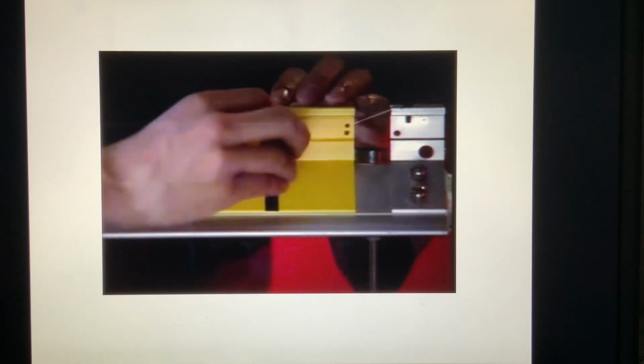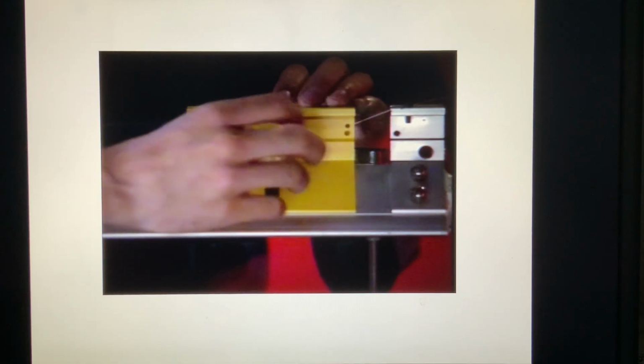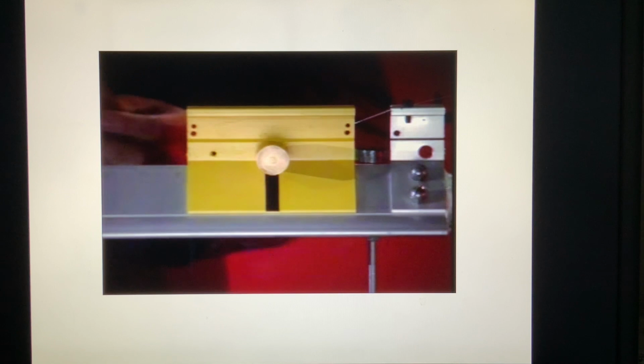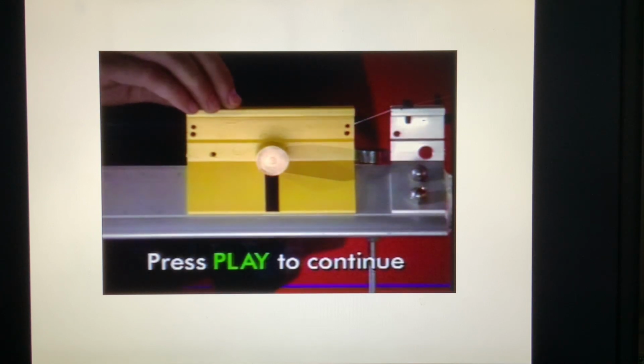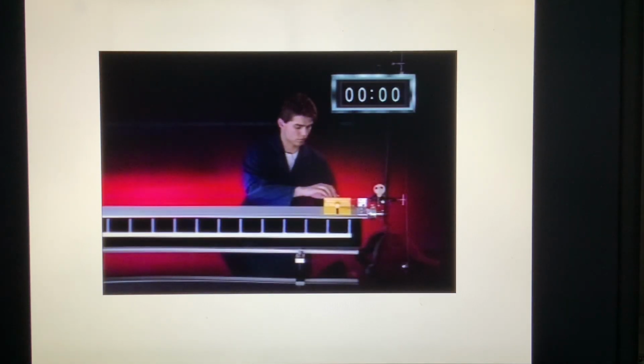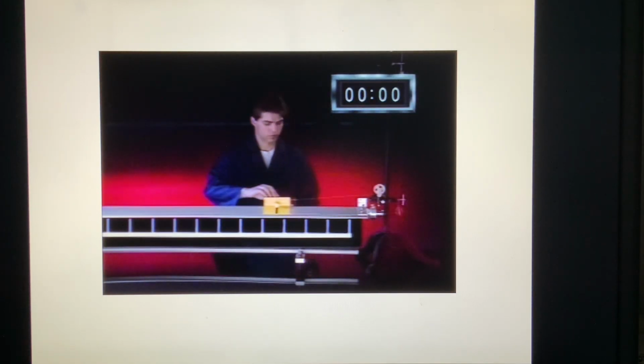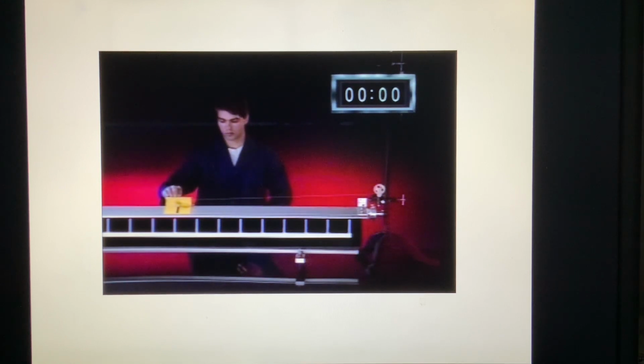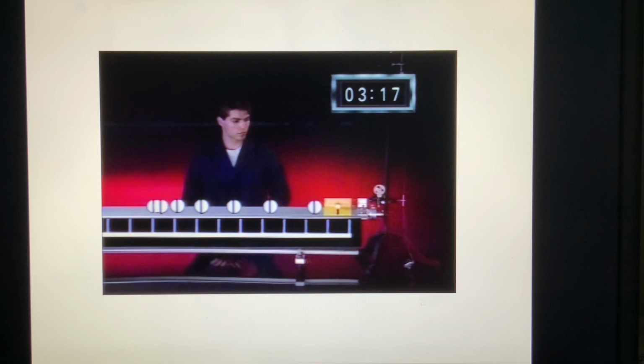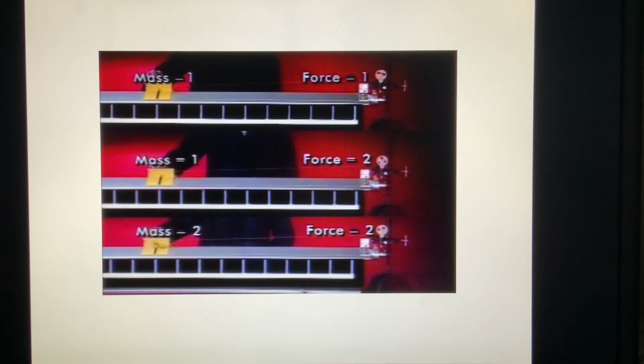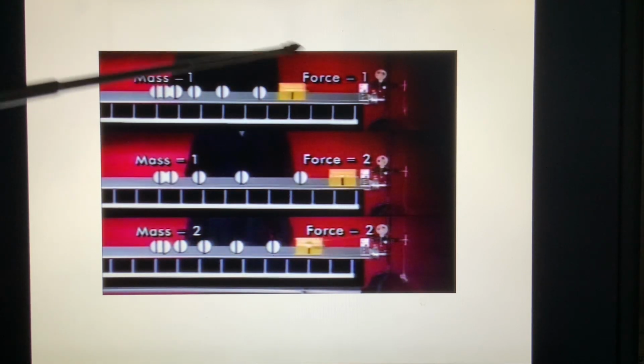If the same hanging weight is now used, but the glider's mass is doubled, how will the acceleration change? With double force and double mass, see what happens. Acceleration should be the same. Here is the new acceleration. Here are all three accelerations and the force and mass data for each. They're the same.